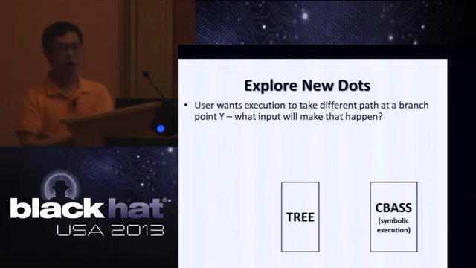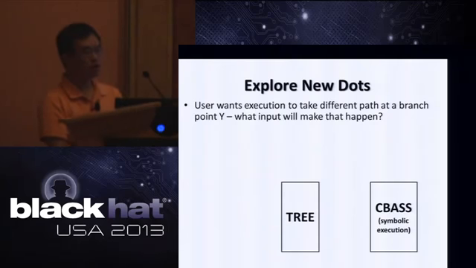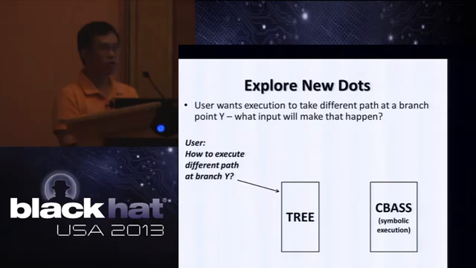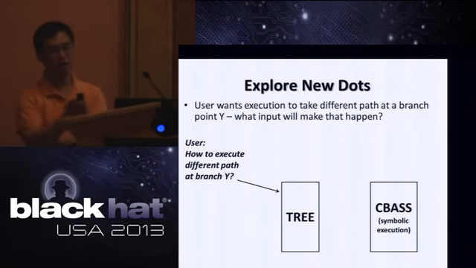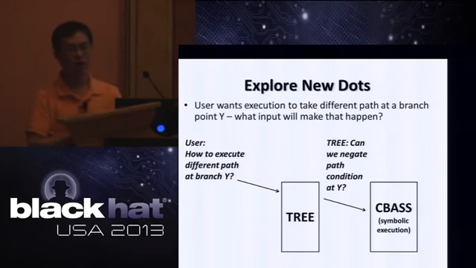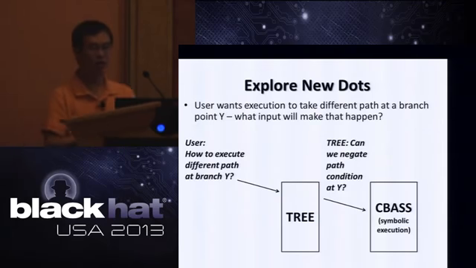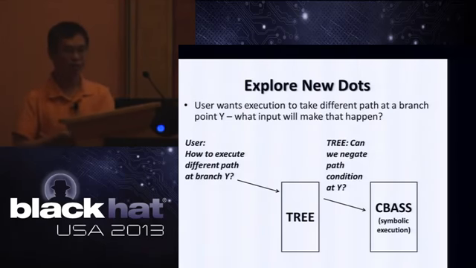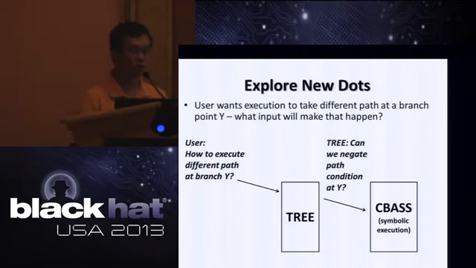Tree and CBASS together can help you answer the question. At a high level, users ask the question through the trace GUI by clicking on a button to say, how can I execute a different path at this particular branch point? Tree will rephrase the question and send it to CBASS. Basically, it's saying, can we negate this path condition? Last time it was false, so we took the false branch. Can we take the true branch this time? And CBASS utilizes a technique called symbolic execution.